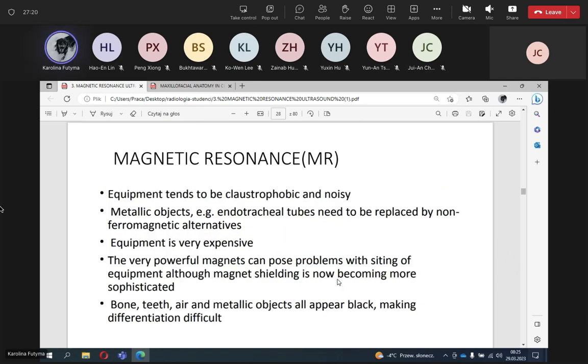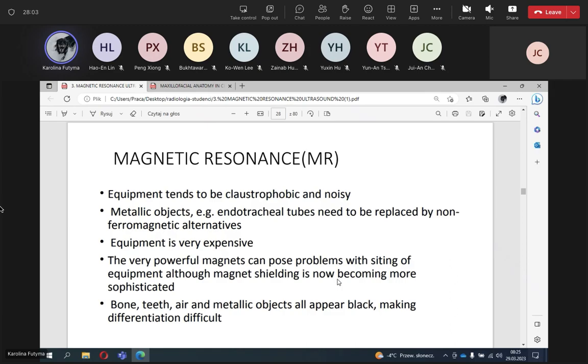Okay, equipment tends to be claustrophobic and noisy, and this is true, especially the noise. Of course, the patient has headphones on their ears, but it is really noisy, like a big techno party. Then metallic objects, for example, endotracheal tubes, need to be replaced by non-ferromagnetic alternatives. And of course, the whole equipment of a magnetic resonance machine is very expensive.